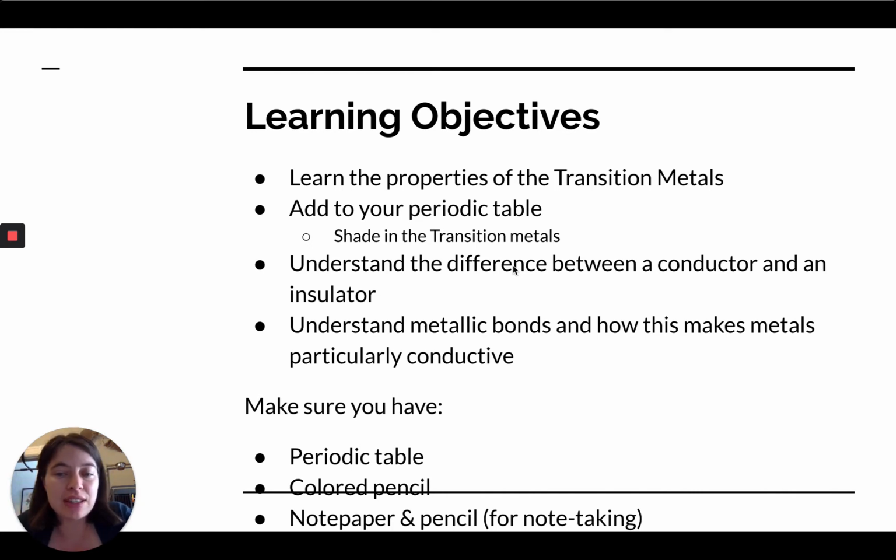We want to understand the difference between a conductor and an insulator, and we want to understand a new type of bond called metallic bonds. So far you've talked about ionic bonds. Now we're going to add metallic bonds to our toolkit, and we're going to learn how this makes metals particularly conductive. So before we get started, make sure you have your periodic table, make sure you've got a colored pencil, and that you have note paper and pencil to take notes with.